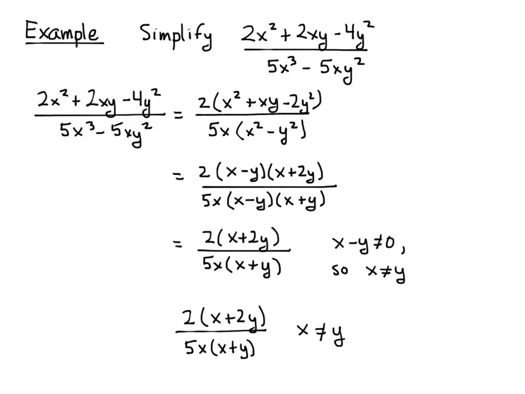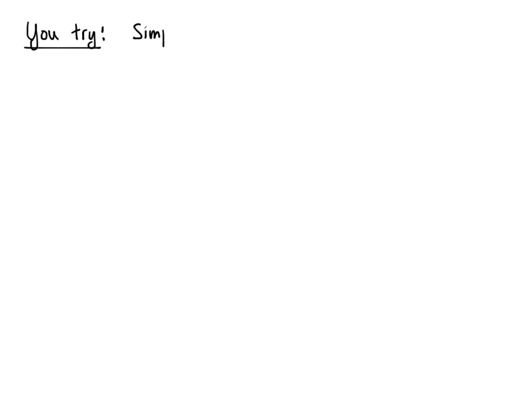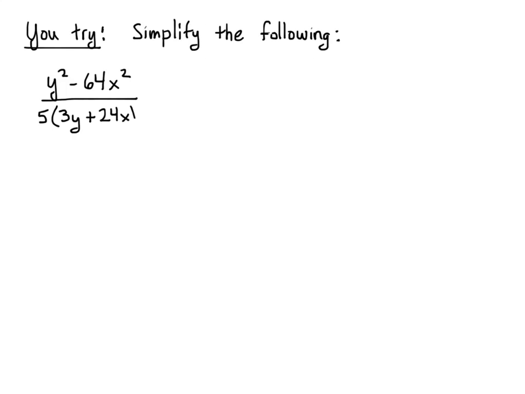So your domain restrictions aren't necessarily x equals a number, x equals 3 or x equals -5 or something like that. It can be an expression in x or y. Okay? Okay, time for you to try one. Actually, try 2.